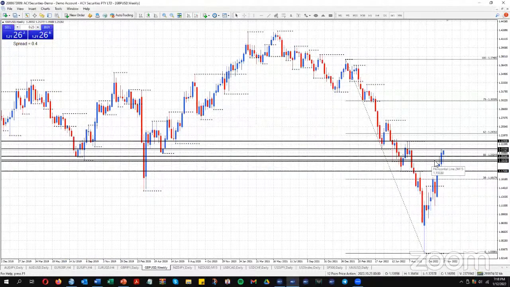You know, we could be coming up all year to want to maybe test the 62% level. Or, you know, there's quite an imbalance here that still hasn't been filled from the 130 level. Maybe we're just heading all the way up here.